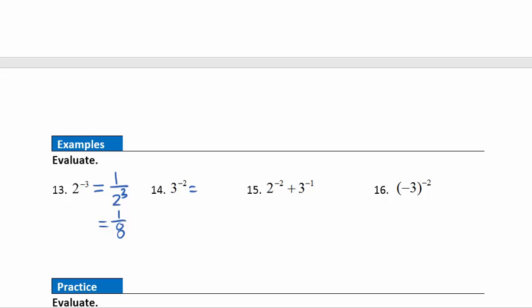Question 14. Same thing here. I want to remove that negative on that exponent of 2. So I'm going to write that now in the denominator. So that's going to become 1 over 3 squared. 3 squared is 9, so that gives us a final simplified answer of 1/9.